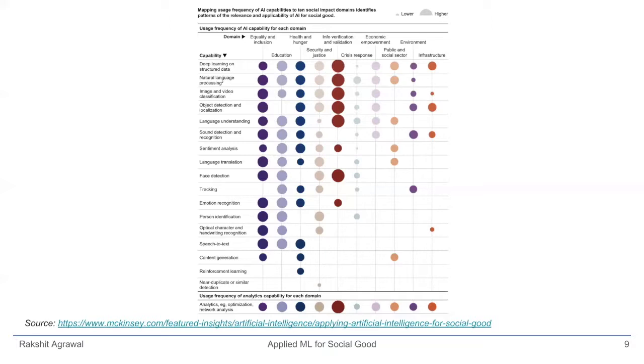So similarly, there are more AI domains. What this graph is showing is how much they can be mapped to the particular 10 AI use cases, which are in your social good domain.